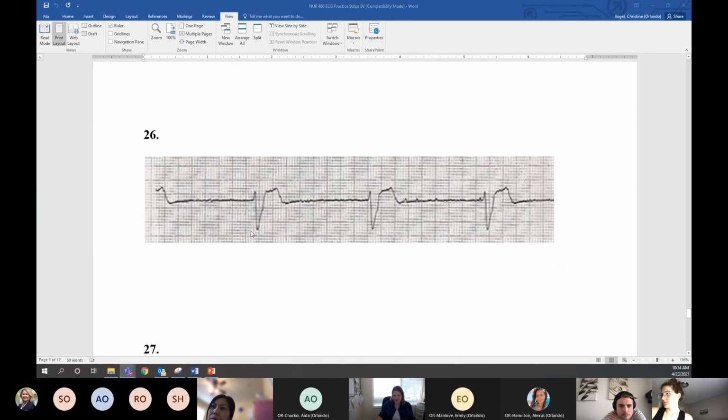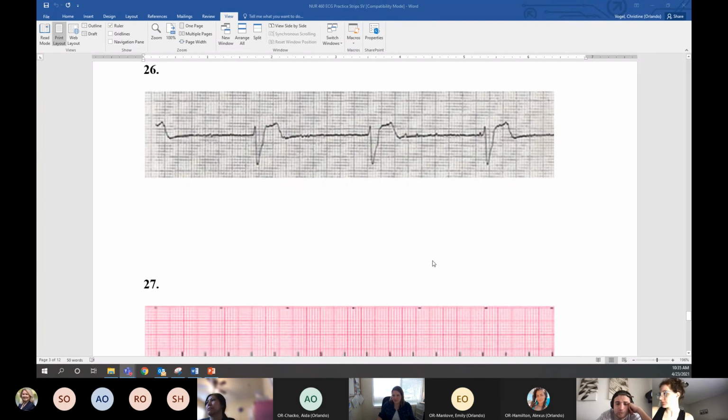26. All right, we see this rate is 30. These are very wide and bizarre. Where do you think this impulse is coming from? The ventricles? Deep, deep in the ventricles. It's those Purkinje fibers. So what rhythm is this? Is it the idioventricular? You got it. Idioventricular rate between 20 and 40 typically.